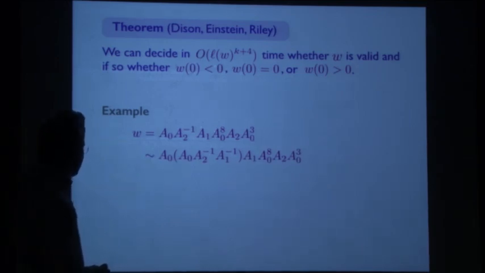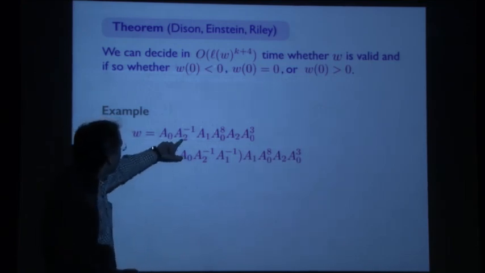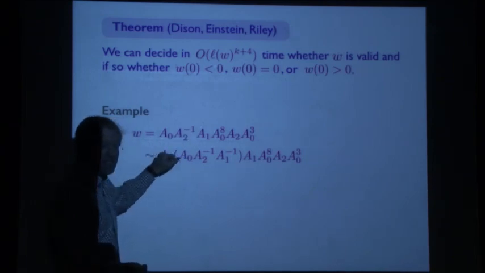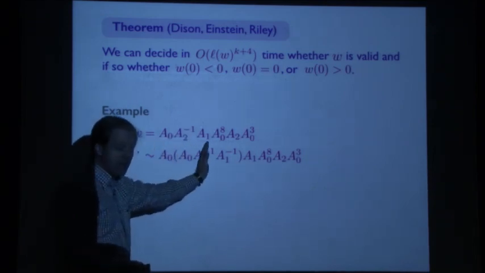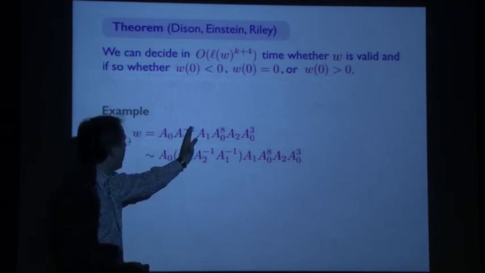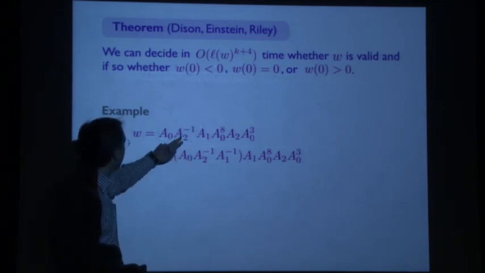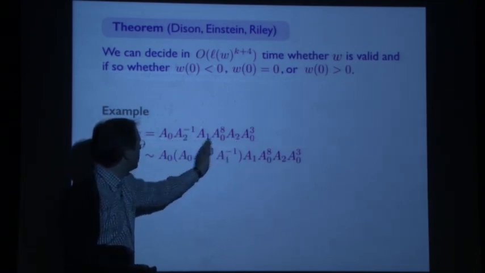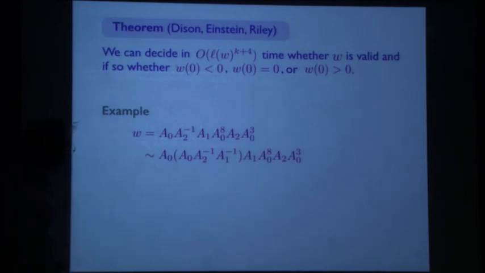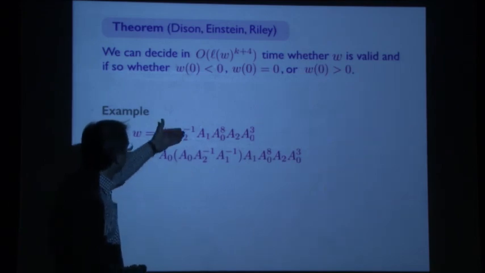Okay, so the next strategy is sort of peak reduction. We try and cancel. We look for the rightmost AI inverse where I is at least 1. So in this case, it's A2 inverse, and we try and cancel it with a subsequent AI, in this case an A2. So how do we do that? Well, we make some substitutions.